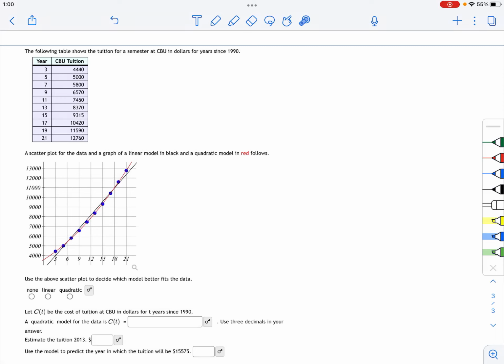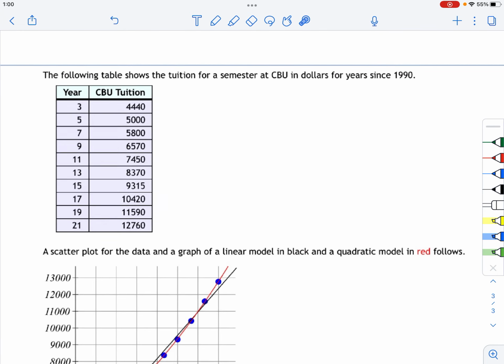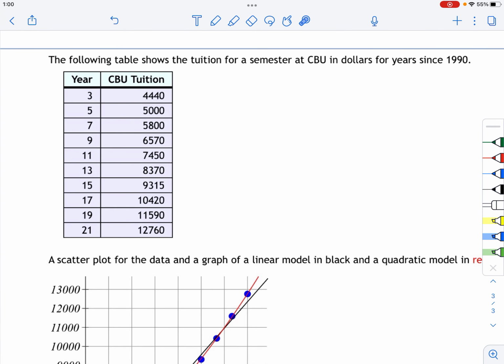Here's an example of a quadratic regression problem. We are given a table here. Here's a table of some tuition for a semester at CBU in dollars for years since 1990. All right, so got to keep that in mind. That's useful. These are years since 1990, so this would represent 1993, 1995, so on and so forth.